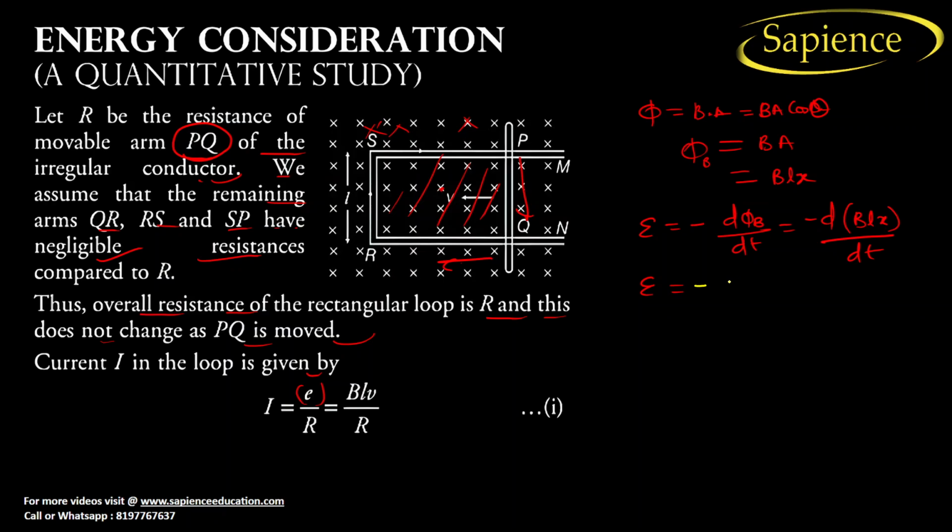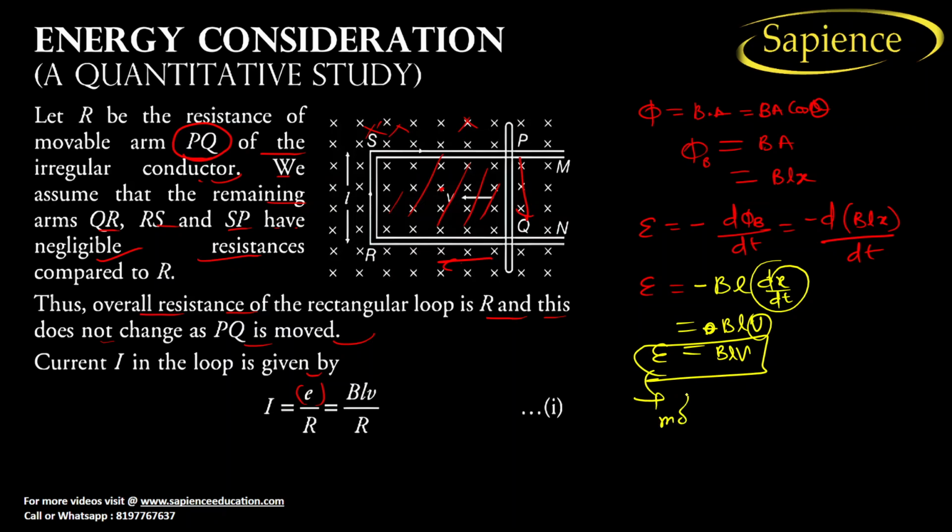So finally EMF can be written as minus B L dx by dt, and dx by dt is your velocity, so minus B L V, right? The minus sign just indicates the opposite direction, so finally EMF is equal to BLV. So this is known as motional EMF produced. Now if you want to find the current, current is equal to EMF by resistance. If the resistance is R, the current can be written as BLV by R.